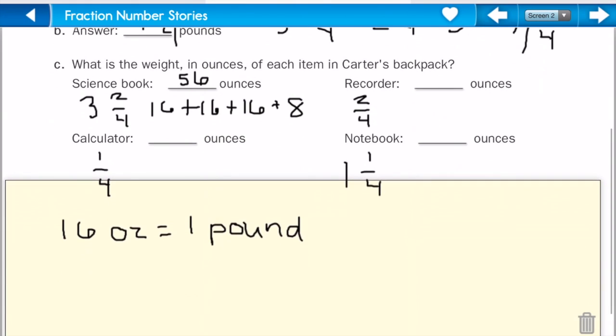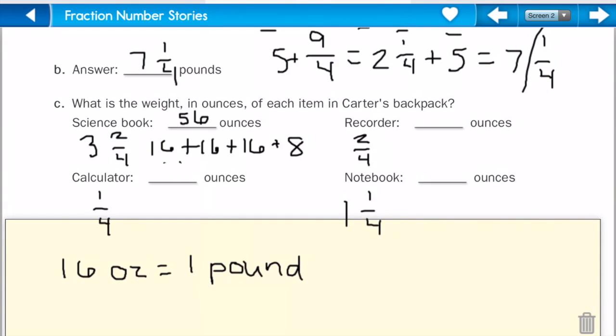Okay? For the recorder, I already know that it's 2/4 of a pound, and we just figured out on C that 2/4 of a pound equals 8. So we kind of already did the work for this one, so we'll just go ahead and put 8 there. Now I need to figure out how many ounces 1/4 of a pound would be. So if I know that 2/4 is 8 ounces, what would 1/4 be? Yeah, it would be 4 because I just take half of that one.